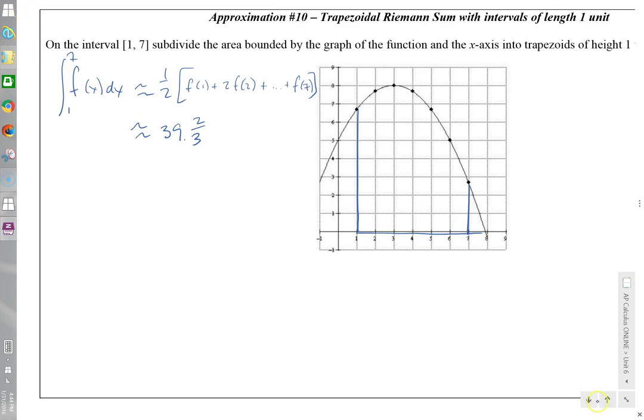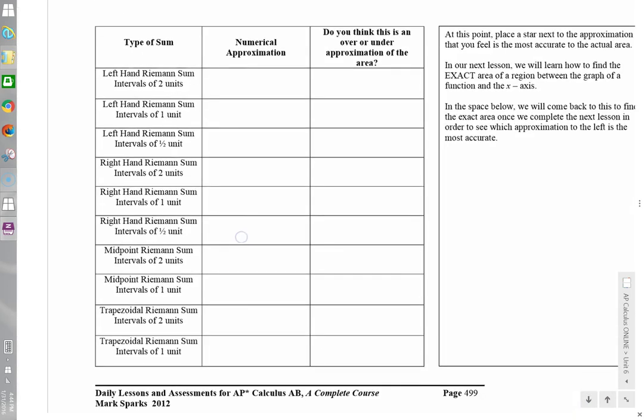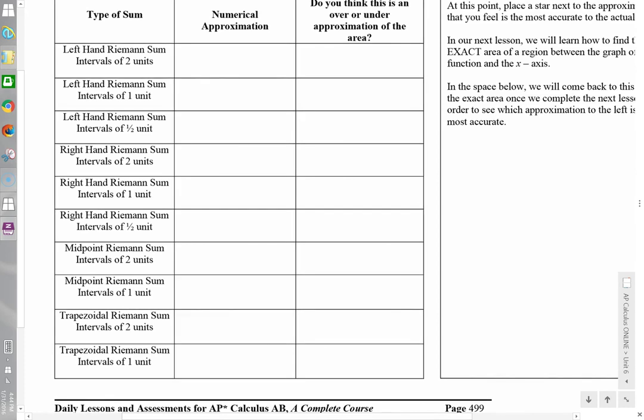So remember how I said save all those numbers? We're going to put them into the table on the next page. So the first one, left-hand Riemann sum, interval of 2, interval of 1, interval of 1/2. Right hand, go find those and fill this out right now.